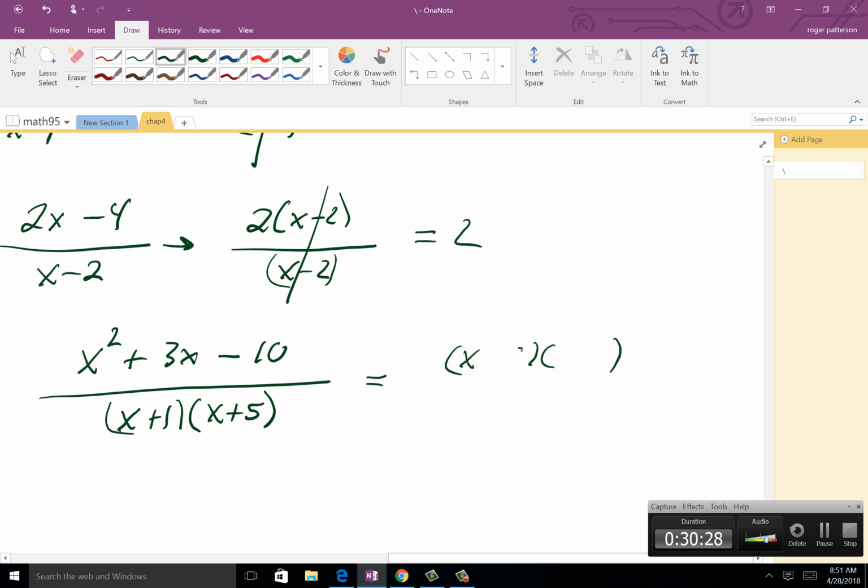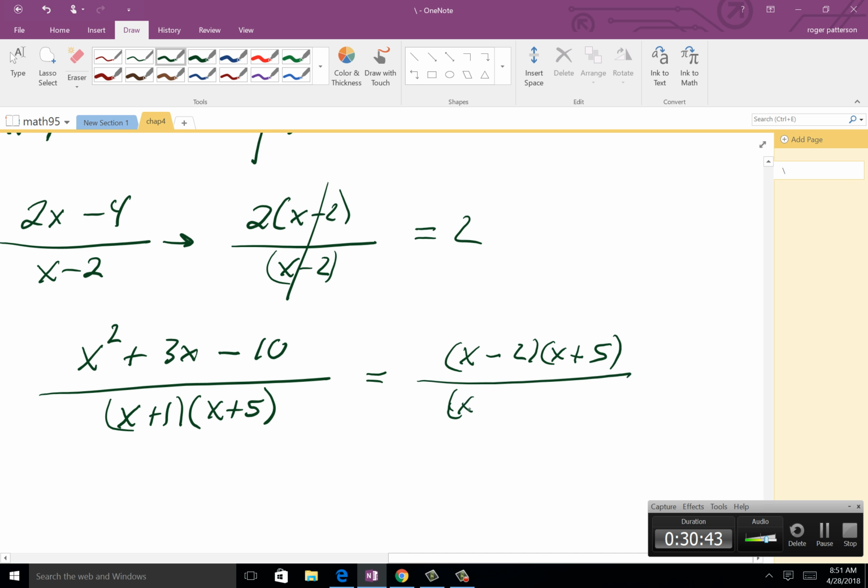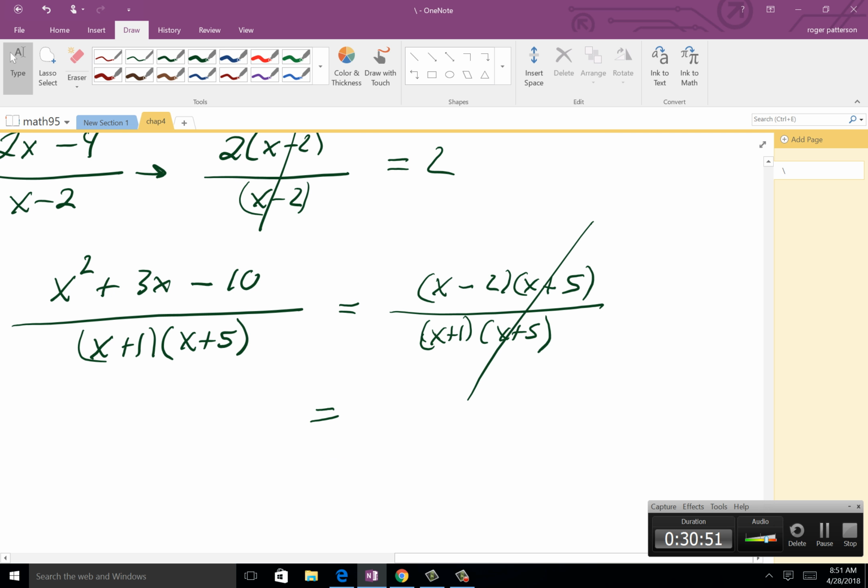A 2 and a 5. Good. And a positive 5. Remember, this is a minus, so this 5 is going to take on that sign every time. Here we've got x plus 1, and we have an x plus 5 there. That's the thing that's going to cancel. Nothing else does, but that's the one we're looking for. And there it is.